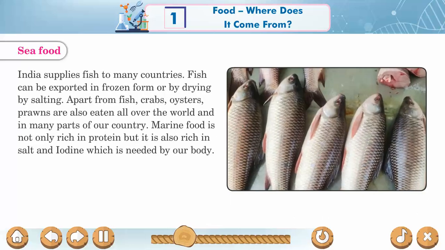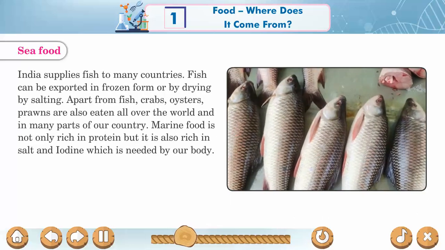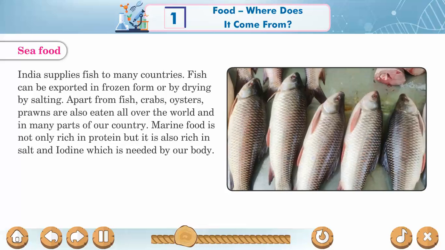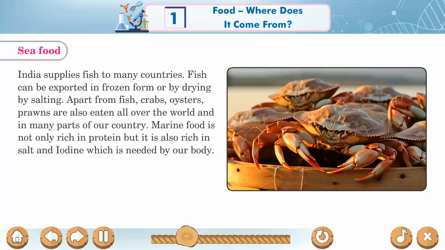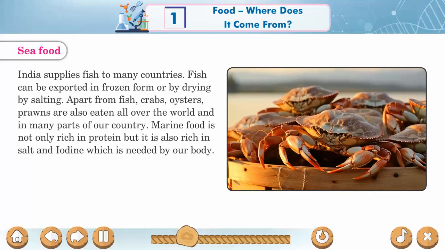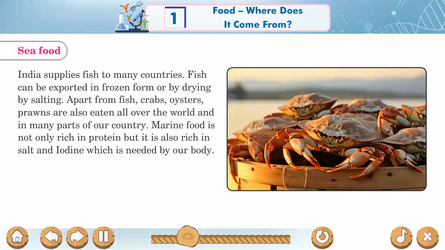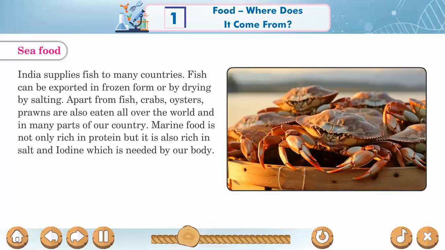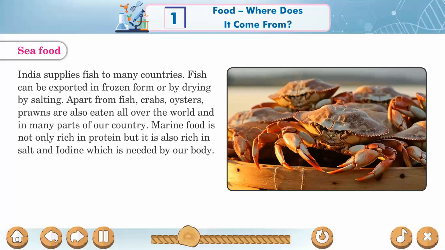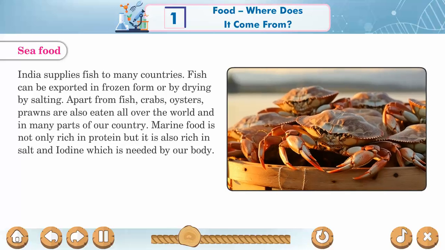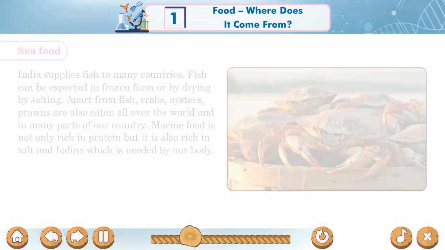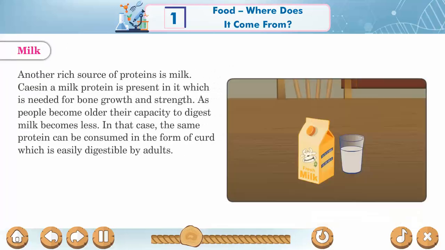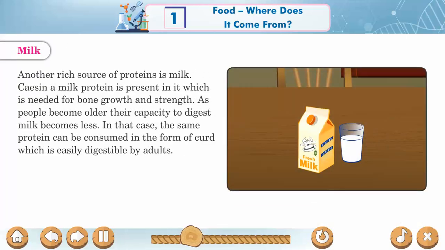India supplies fish to many countries. Fish can be exported in frozen form, or by drying or salting. Apart from fish, crabs, oysters and prawns are also eaten all over the world and in many parts of our country. Marine food is not only rich in protein, but it is also rich in salt and iodine, which is needed by our body.